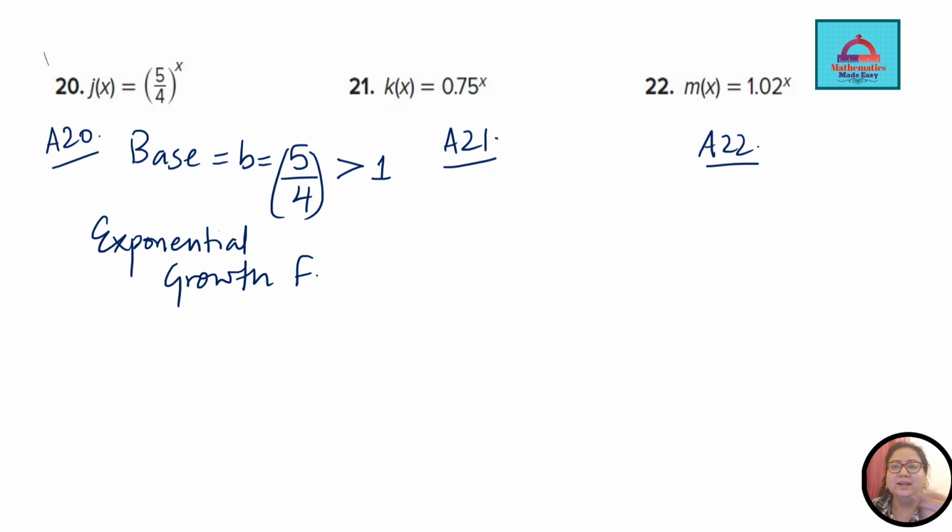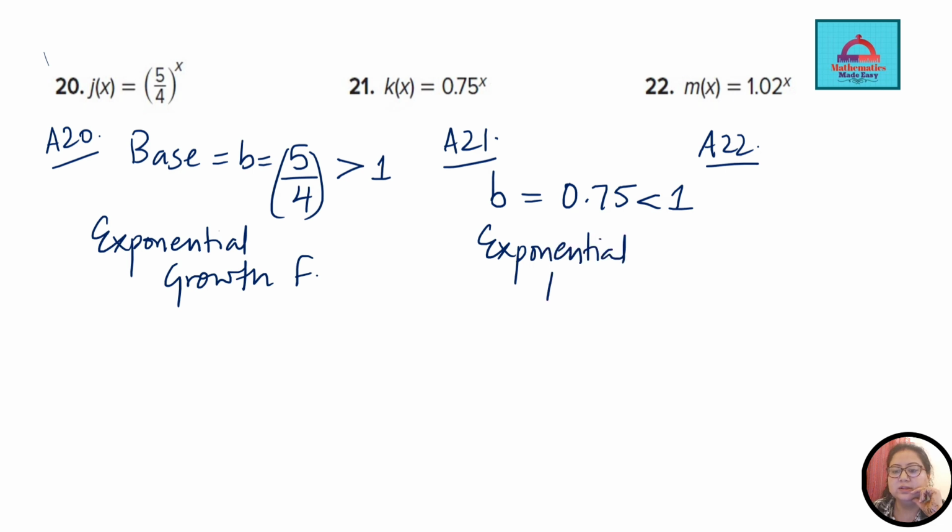Let's finish this up with the last two questions of this kind. For question 21, the base is 0.75. It's a decimal and definitely it is less than 1. So if it is less than 1, it becomes exponential decay. The graph is going to be decreasing in nature. Wonderful. Let's proceed.